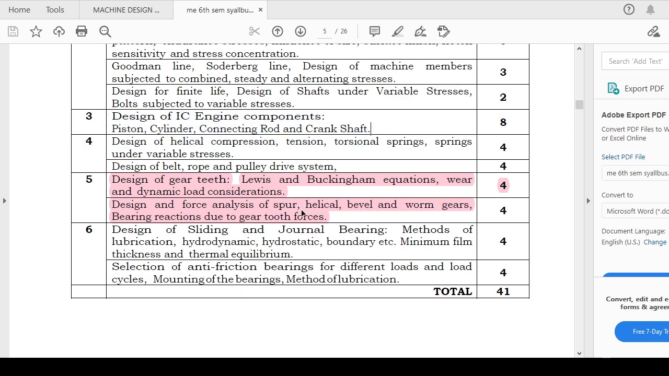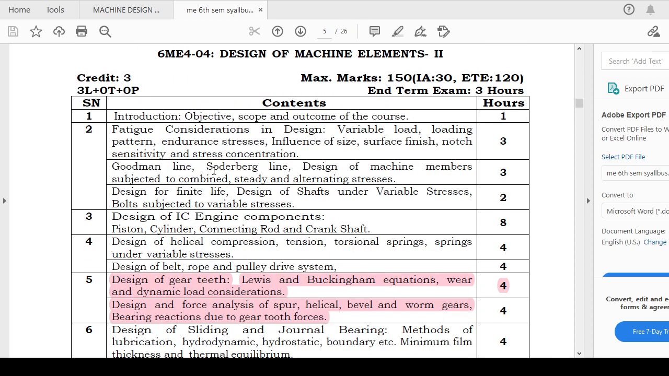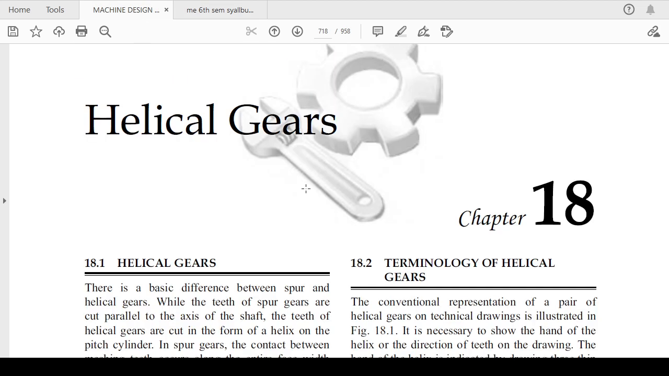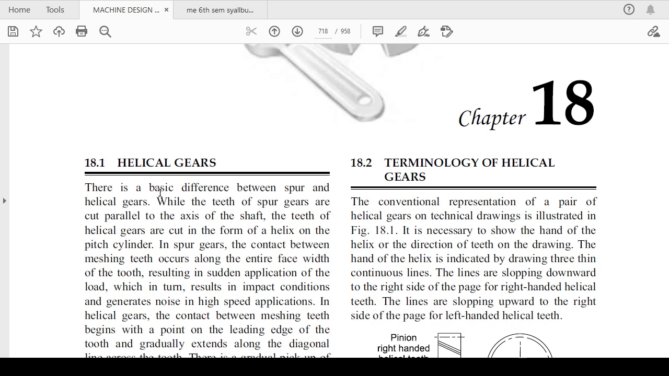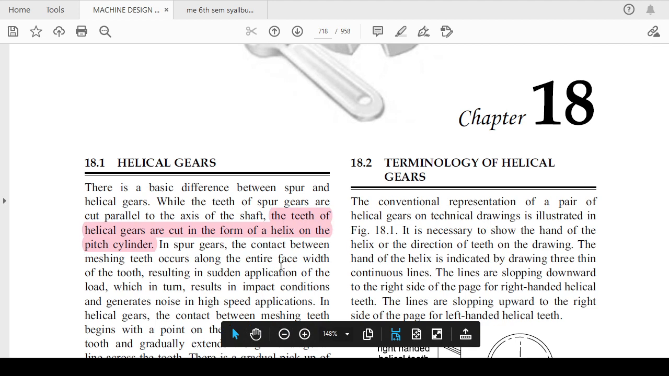Okay, so today we are going to start the designing of helical gears. As you know, the basic difference between the spur gear and helical gear is that the teeth are inclined. In the helical gears, teeth are cut in the form of a helix on the pitch cylinder, while in the spur gear all the teeth are cut parallel to the axis of the shaft. So this is the basic difference between these two gears.